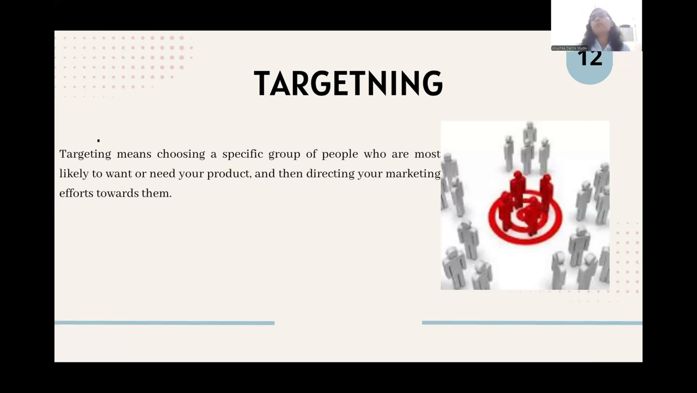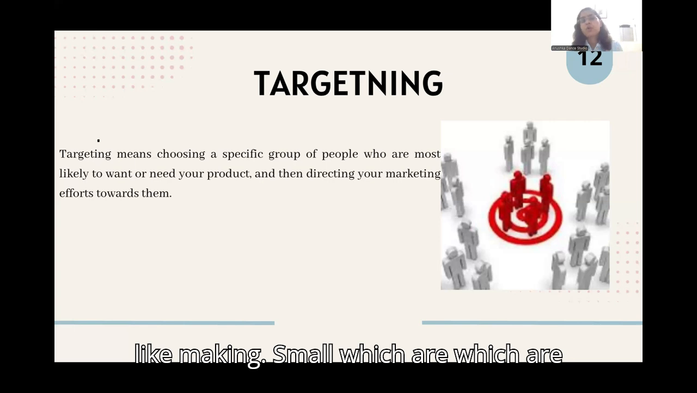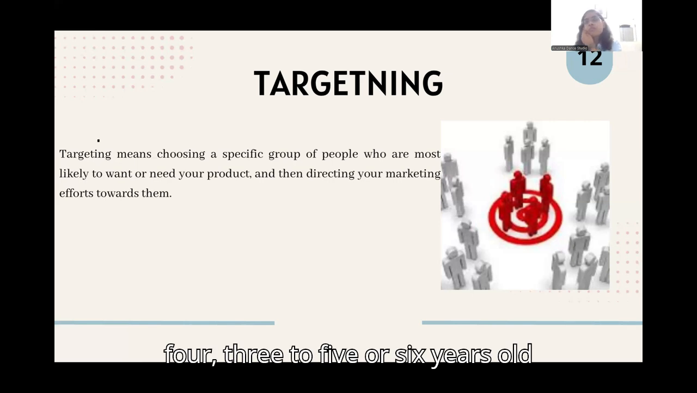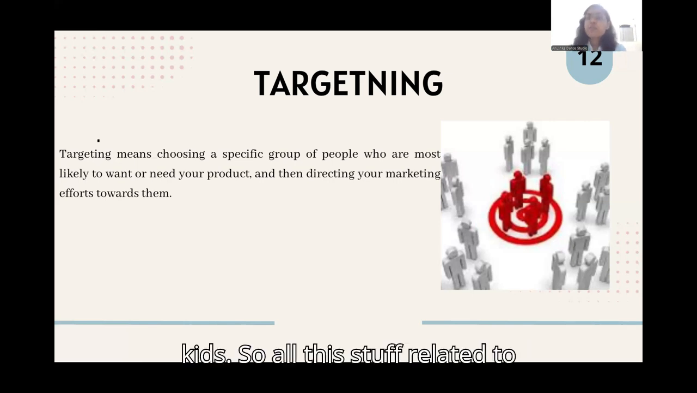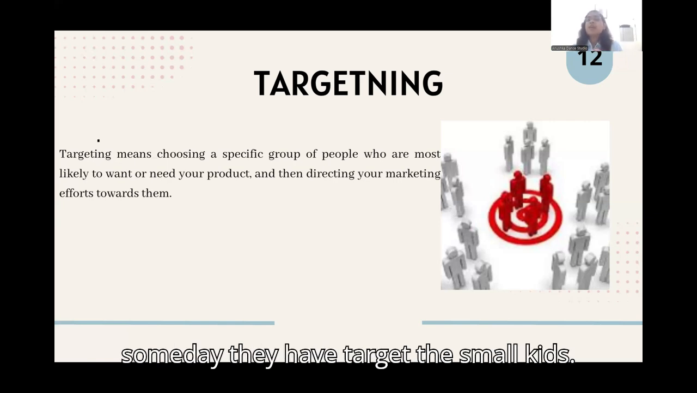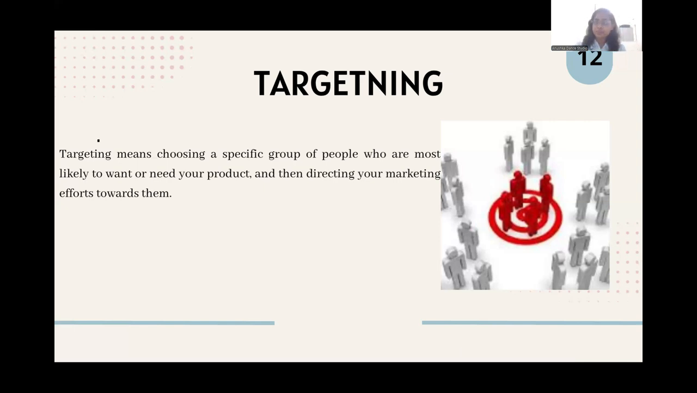Just for example, First Try. First Try is a company which makes small things for kids, especially 3 to 5 or 6 year old kids. So all the stuff related to those kids, First Try used to make it. So somewhere they have targeted the small kids.